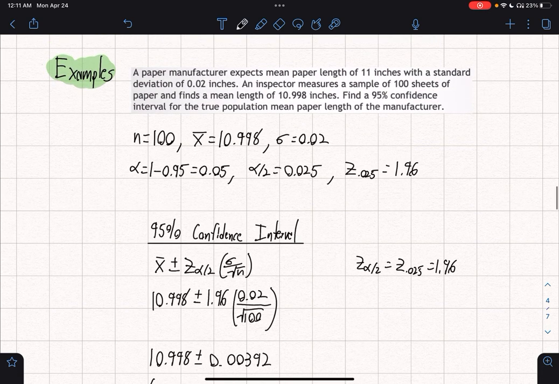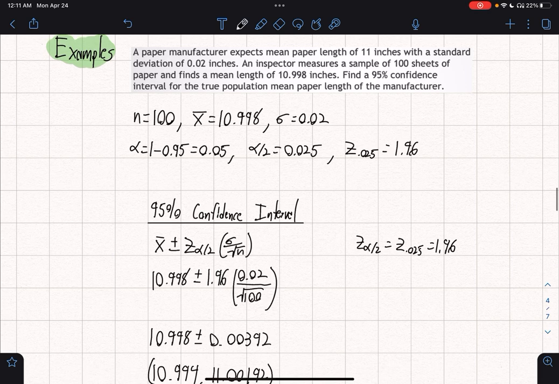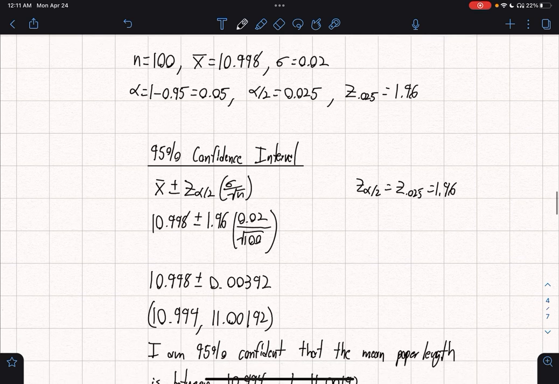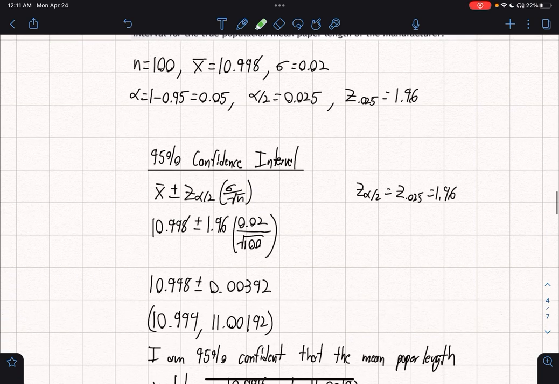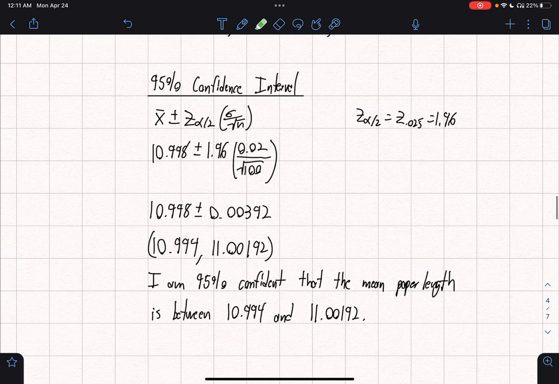So we just write down our relevant information that was provided to us from the problem. And then we just plug into our formula and we get a range of plausible values. So in this problem, they suspected that the mean paper length was 11 inches. So let's see if that's a plausible value. Well, 11 is indeed between 10.994 and 11.001. And so that means a value of 11 is indeed a plausible value for the average paper length.